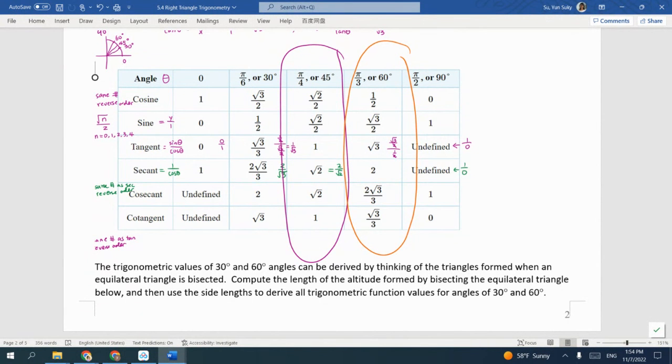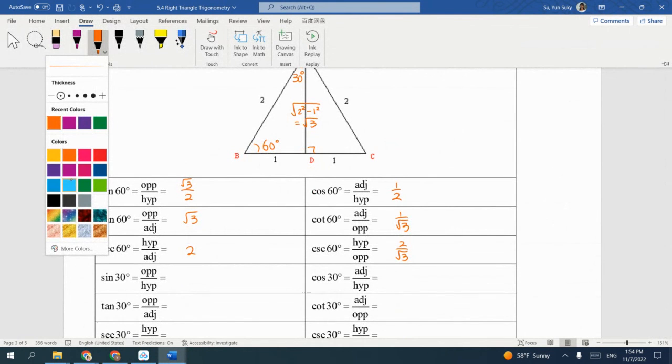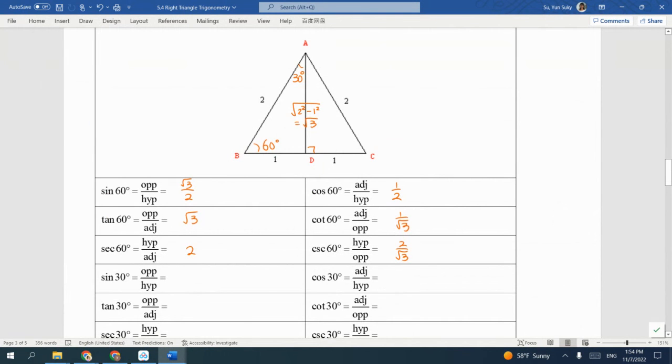Okay. Therefore, last one is the 30 degree. What color have I not used? Blue one. Okay. 30 degree right here. See, 30 degree. Sine. Opposite is 1 over hypotenuse is 2. Okay, this is 30 degree, right? Cosine. Do you see adjacent is root 3? Hypotenuse is 2. So root 3 over 2. And then tangent. Tangent is opposite over adjacent.